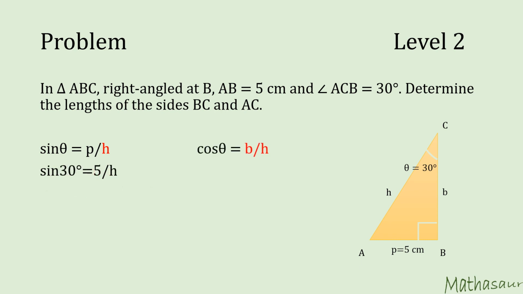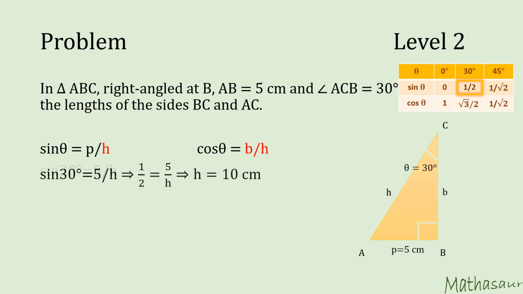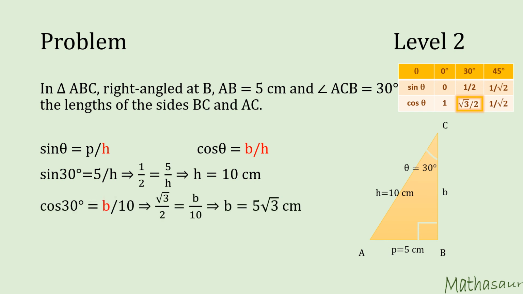Let us start with sin theta equals P by H. So we get sin 30 equals 5 by H. Now we know that sin 30 equals 1 by 2. Substituting, we get H equals 10 centimeters. Now since H is known, we can either pick the formula for cos theta or tan theta and figure out the value for B or the side BC. Let's take cos theta equals B by H and substitute the values. We get B equals 5 square root of 3 centimeters.